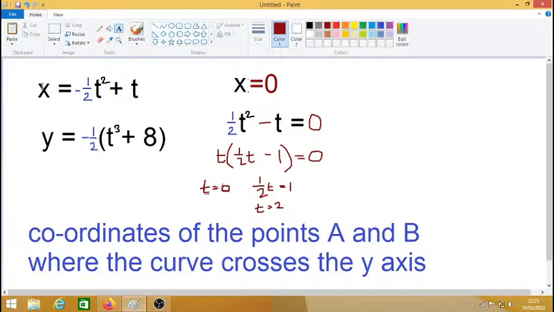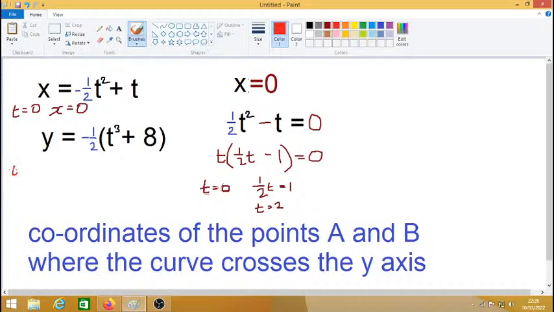So back into the first equation, we can use a value of t equals 0 to try and get the x coordinate. So if I use t equals 0, then my x would be equal to minus a half times 0 squared plus 0, which is of course 0. Let's use that on the y as well.